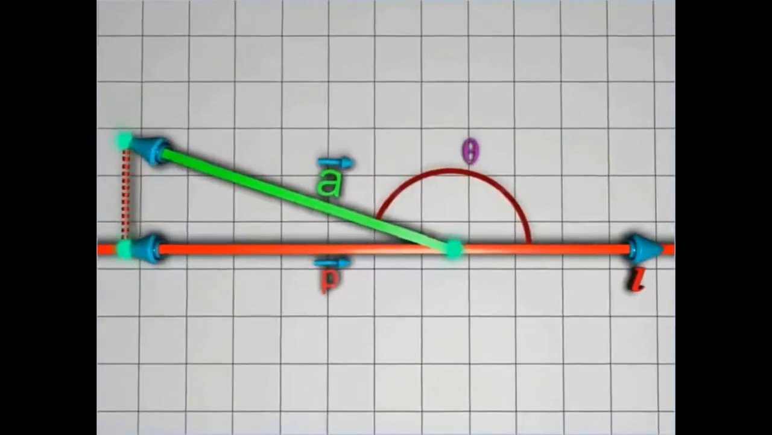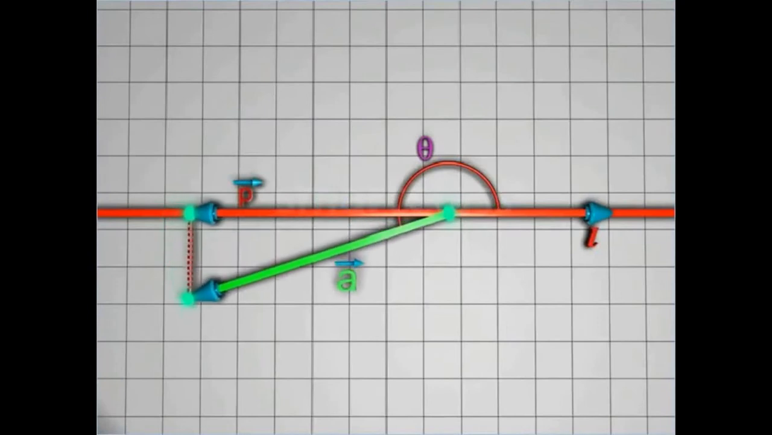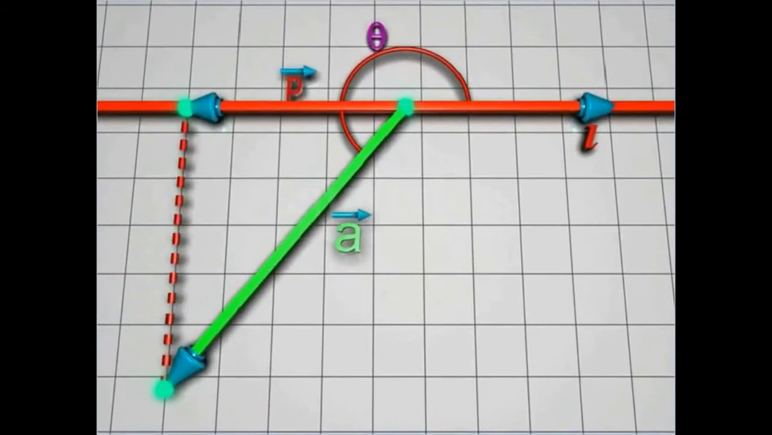Now for theta equal to 180 degrees, cos theta is minus 1 and the projection of vector A is its negative vector. Similarly, value of cos theta is negative for all the values of theta between 180 and 270 degrees. So, the direction of the projection vector P is opposite to line L.